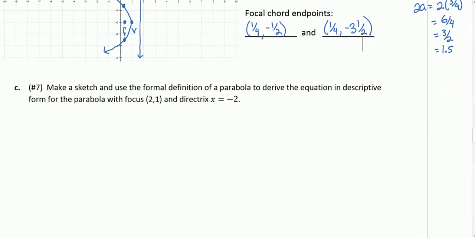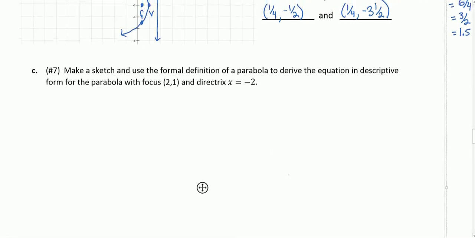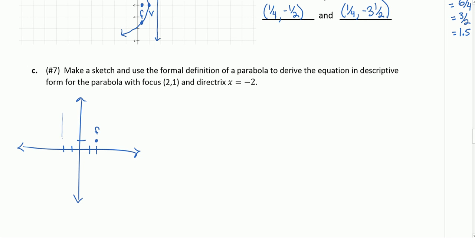So lastly, we're going to look at number 7 from worksheet 5. It says make a sketch and use the formal definition of a parabola to derive the equation in descriptive form for the parabola with a focus of (2, 1) and a directrix at x equals negative 2. So starting with our sketch, (2, 1), it's right here. That's our focus. And then x equals negative 2. That is a vertical line going through negative 2 for our directrix.